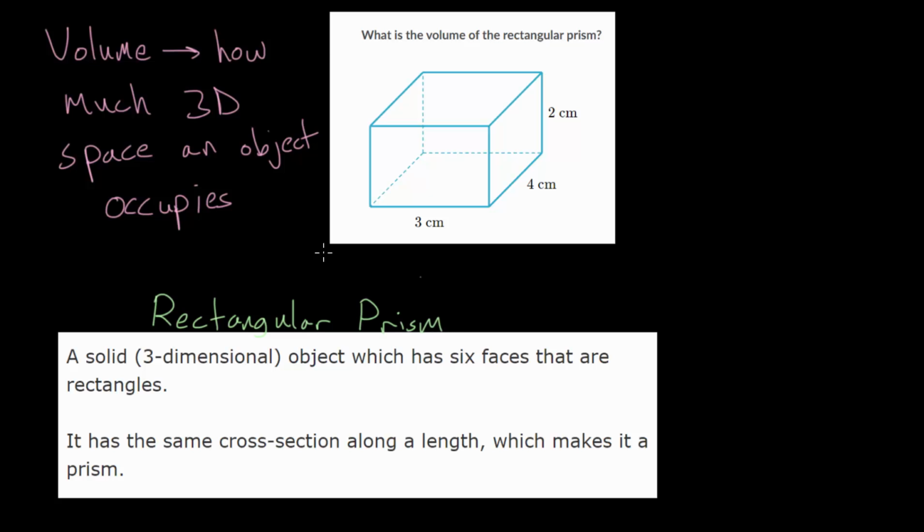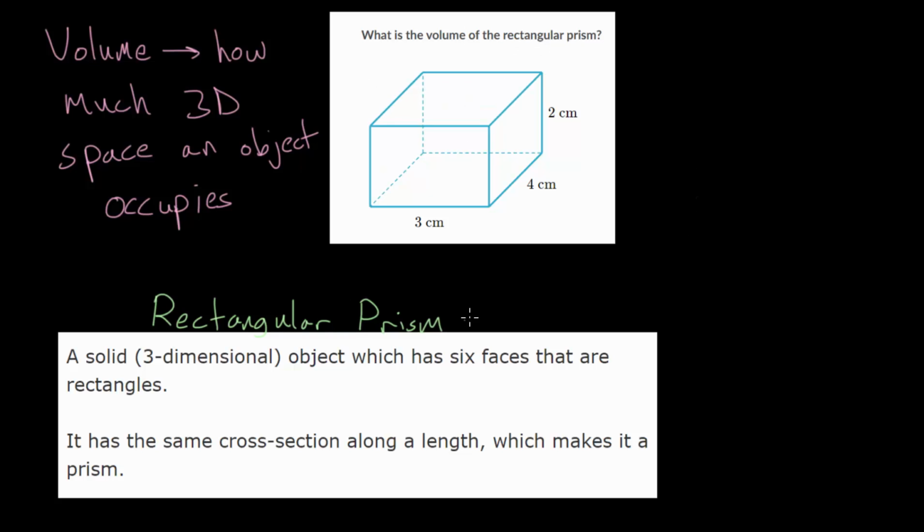And again, this is specifically for a rectangular prism. There are such things as triangular prisms, pentagonal prisms, and so on. You can have many different types of prisms, and they all have this property where they have the same cross-section along a length. So we'll come back to that later, and for this video, again, we're trying to find the volume of this rectangular prism.